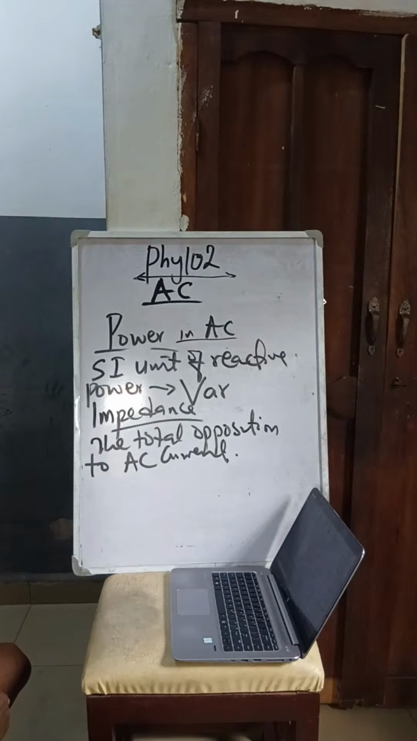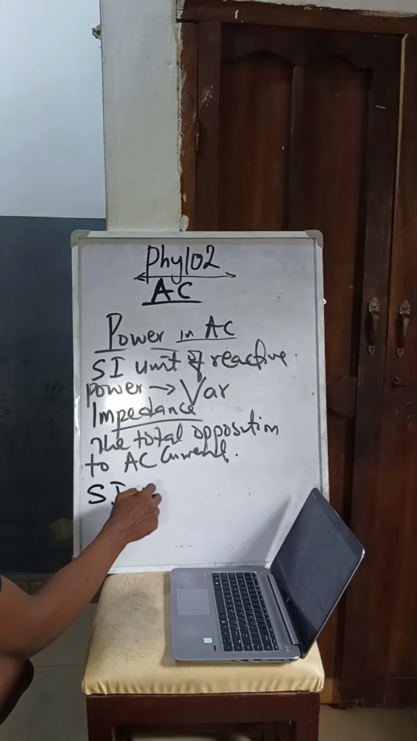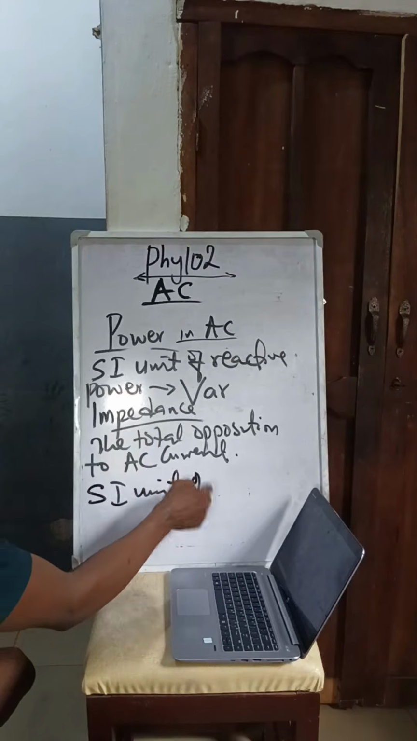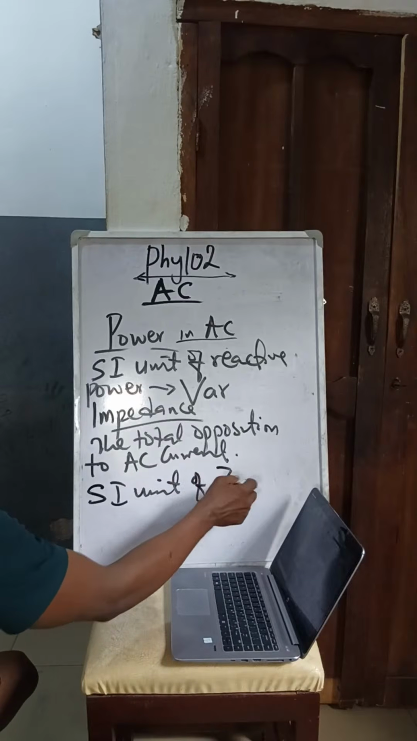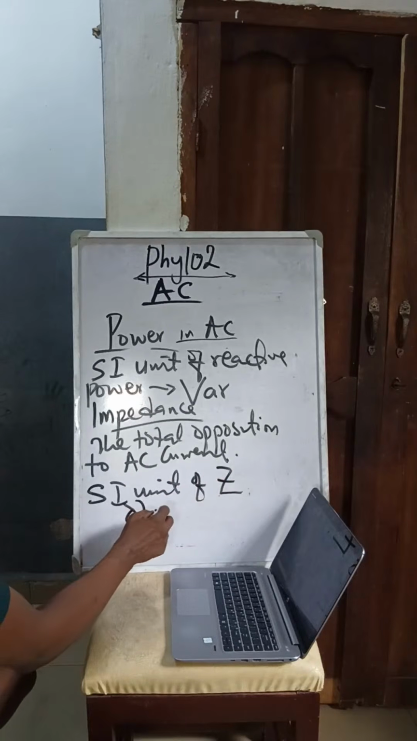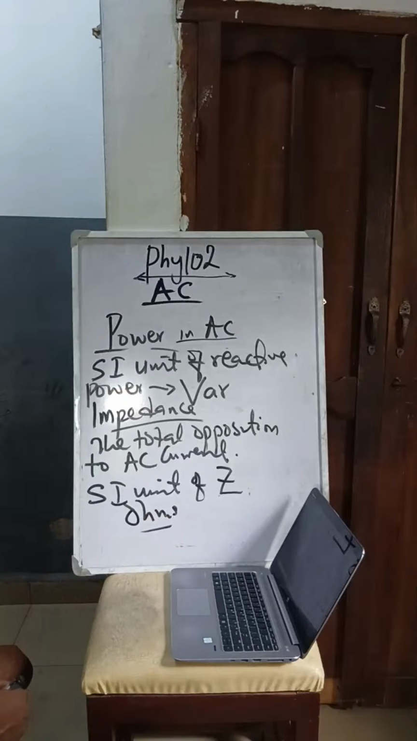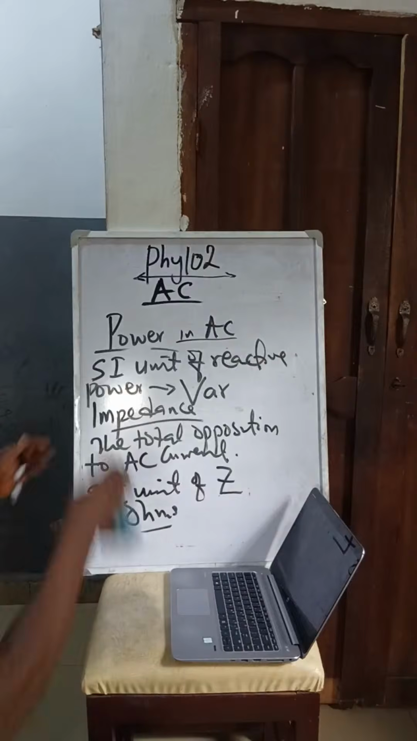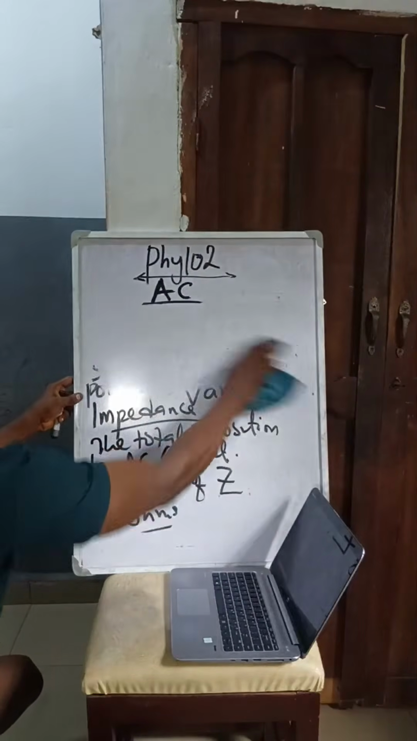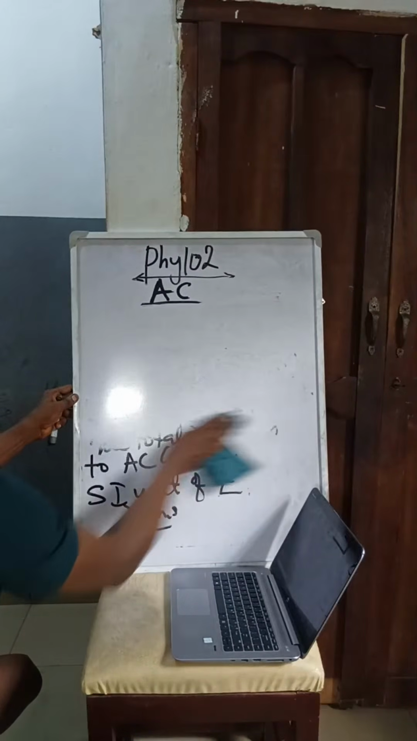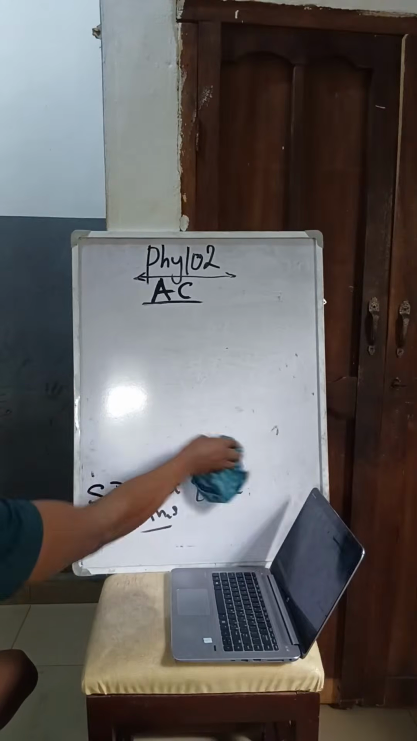What is the SI unit of impedance? The SI unit is ohms.